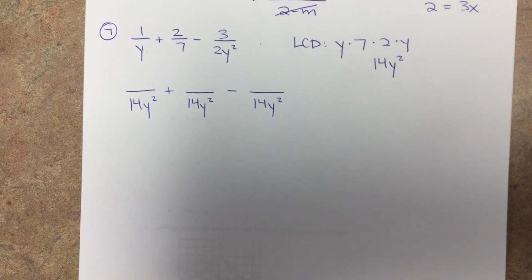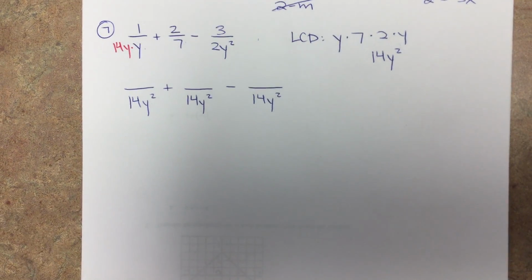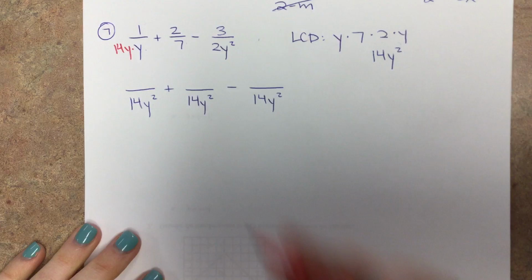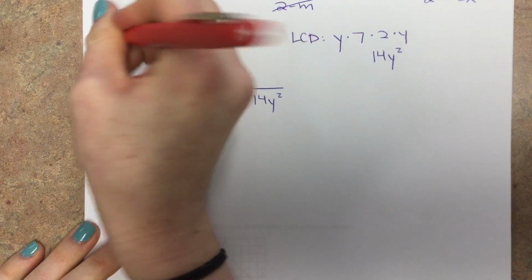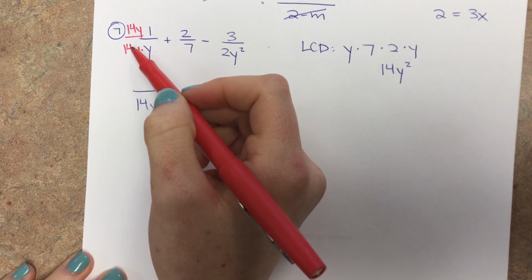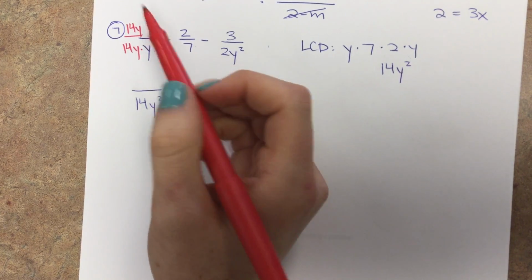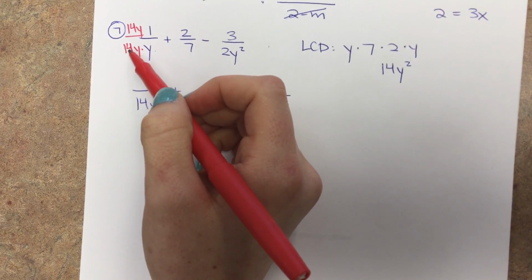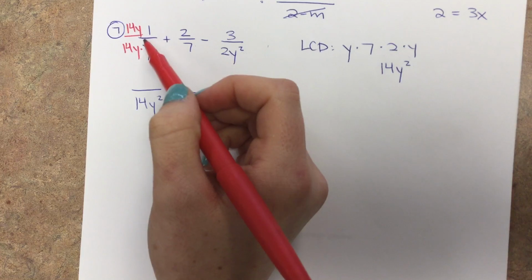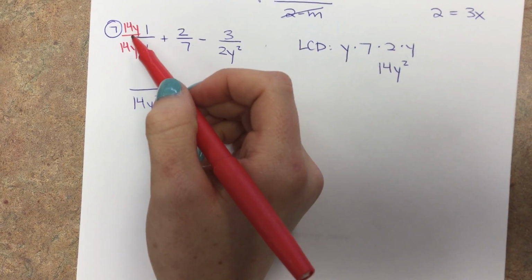14y. Good. So you essentially are going to just multiply in that 14y, but what else do you have to do to make sure you're not changing the expression? Multiply on top too. Okay, this part is very important. What is 14y divided by 14y? 1. Okay, again, what is 14y over 14y? 1.